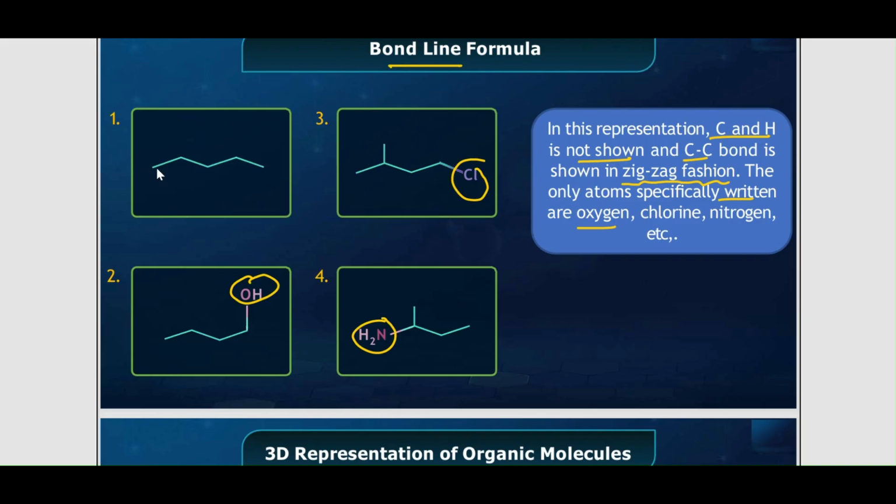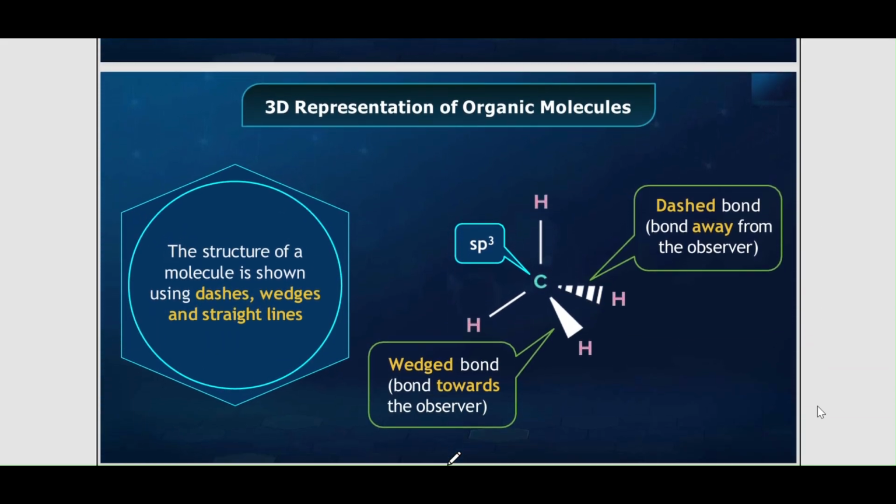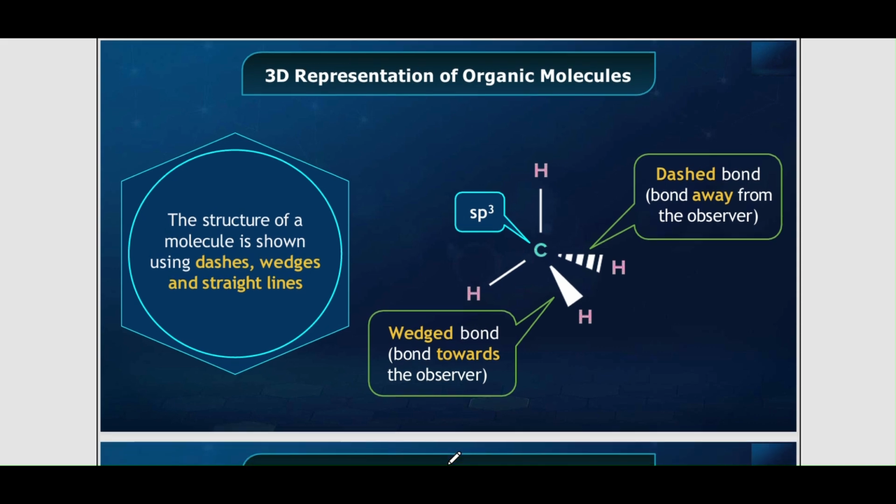Clear. Suppose, for example, here I have written butane like this, like a zigzag mode. Here one chlorine atom is there, and here one more branch is also there. So simply we can write like this in zigzag mode. Clear? So this is what is called the bond line formula. Here there is no indication of the carbon and hydrogen. Specifically, if there is any other atom, we can write it with respect to the functional group or substituents, if present. Clear. Now next, we come to the 3D representation of organic molecules.